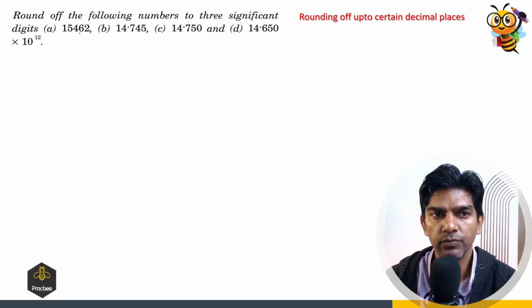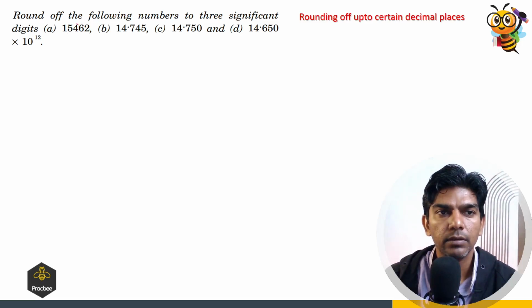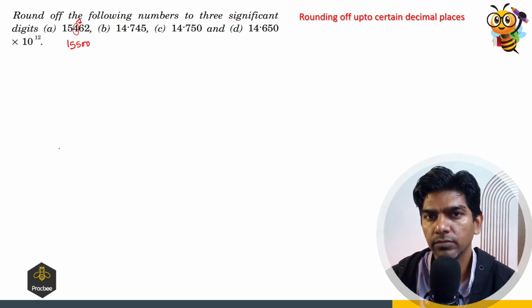It is 15462. So here we have a 4 and to the right of this we have 6. So it can be written as 15500, right? So that is, we have rounded up this number to 3 significant figures.